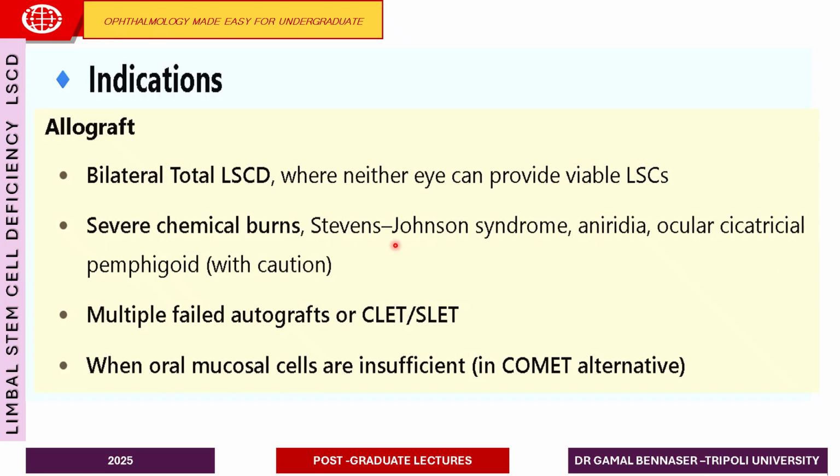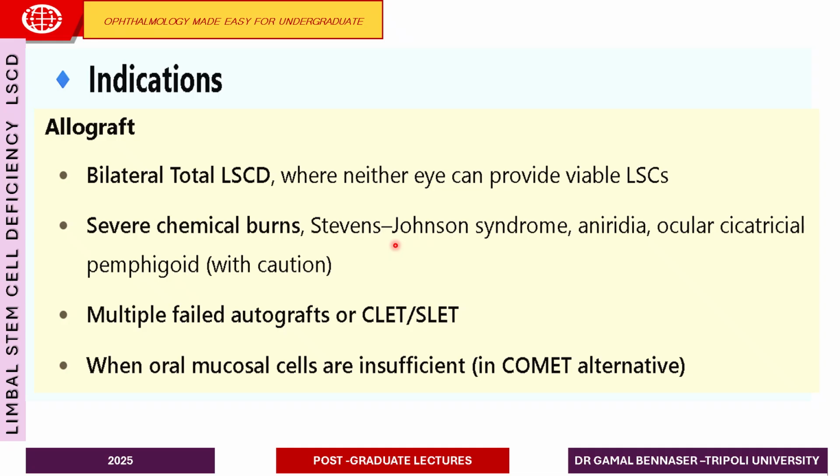Now, the indication for allograft, as the name implies, is for a bilateral severe disease. Because you have a bilateral disease, you cannot harvest any cells from a healthy eye. So you have to go for allograft, either from a relative donor, to guarantee compatible histocompatibility antigens, or from a cadaver. And this is usually indicated in autoimmune diseases, severe chemical injuries, and severe ocular surface problems, provided that there is no high risk for rejection.